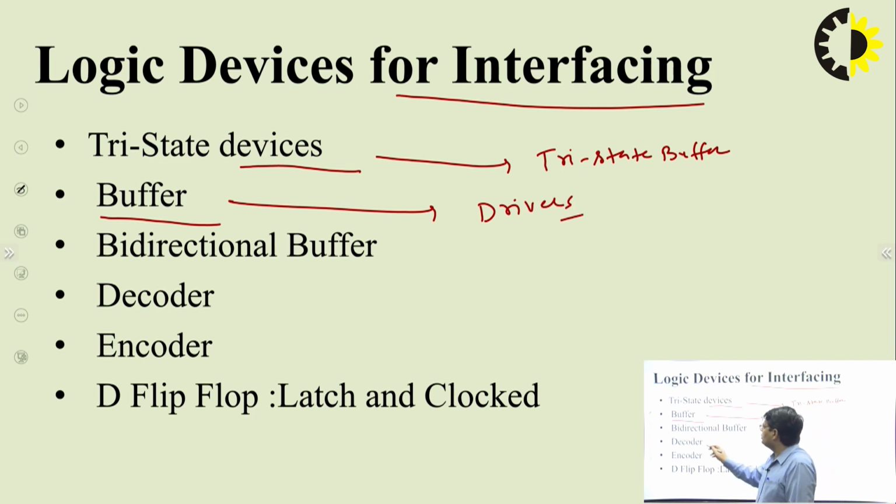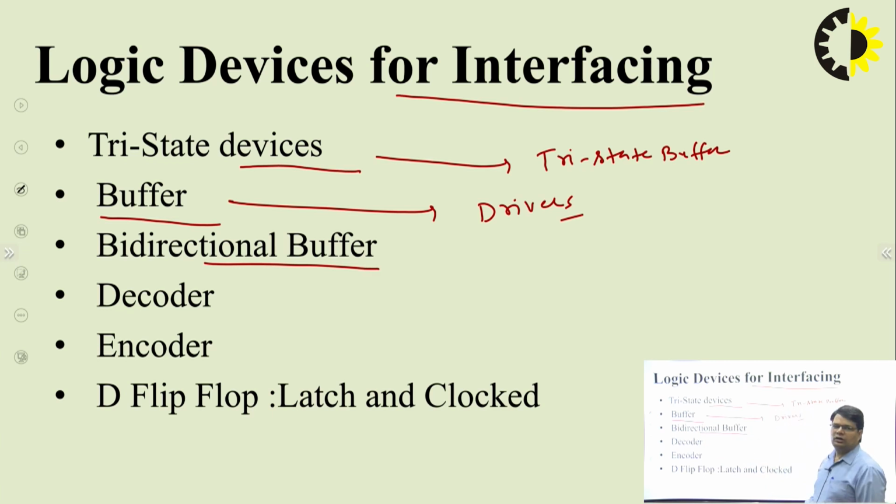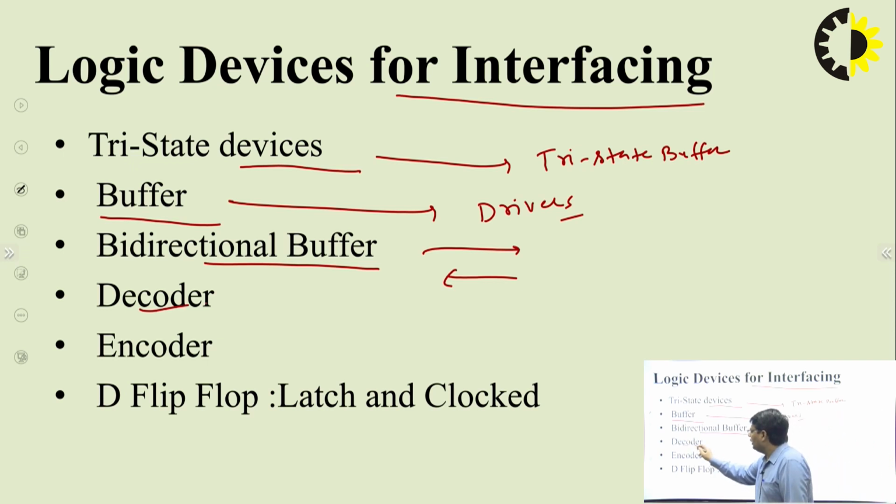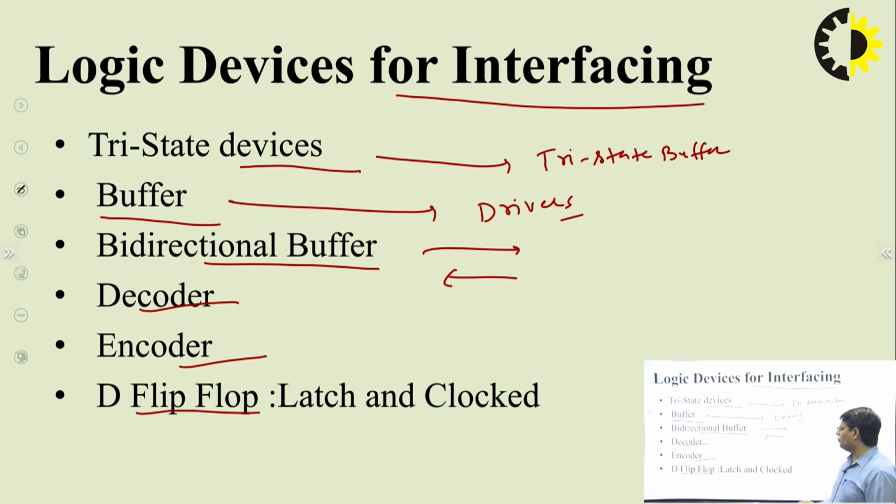Then we can also use bidirectional buffers for creating the selection or enable logic in both directions, in this side as well as from right to left also. We can also use decoder and encoders. We can also use flip-flops or D flip-flop as latched and clocked. So these are some examples of logical devices that can be used for interfacing with the microprocessor. Let's see these devices in detail.